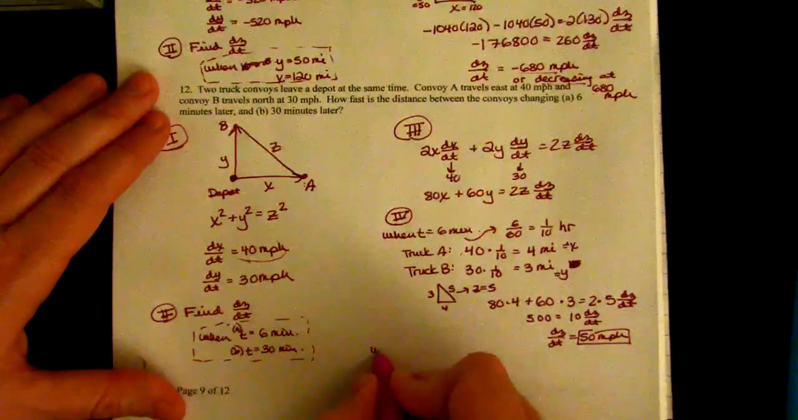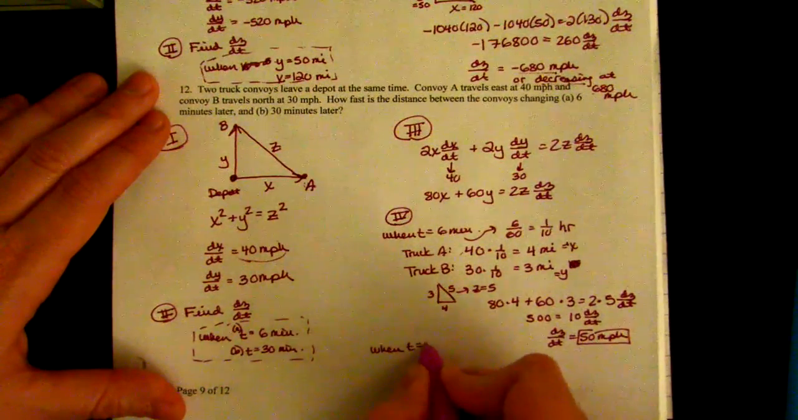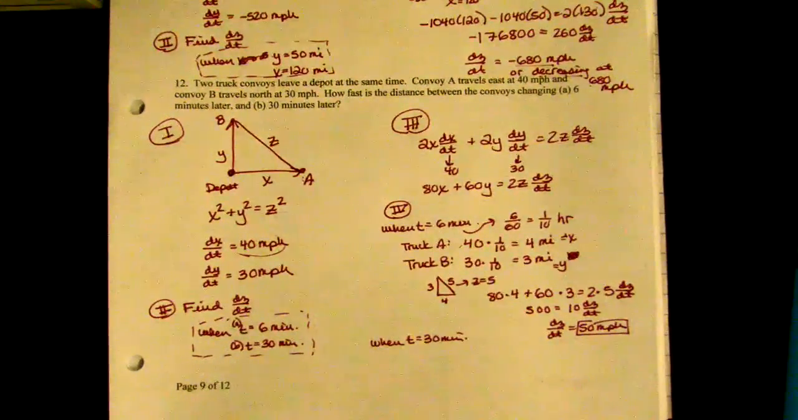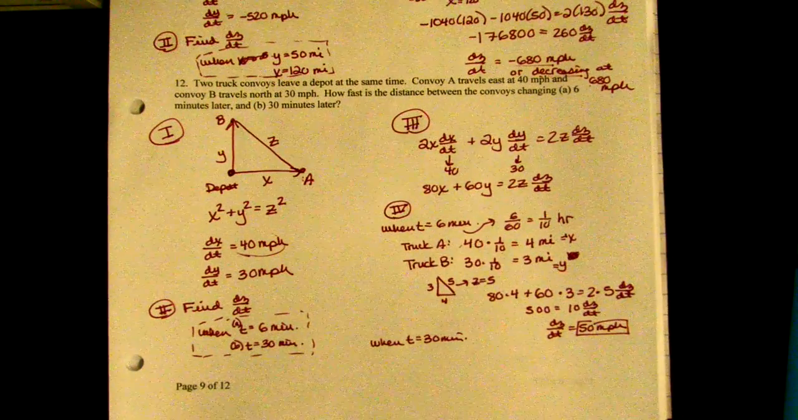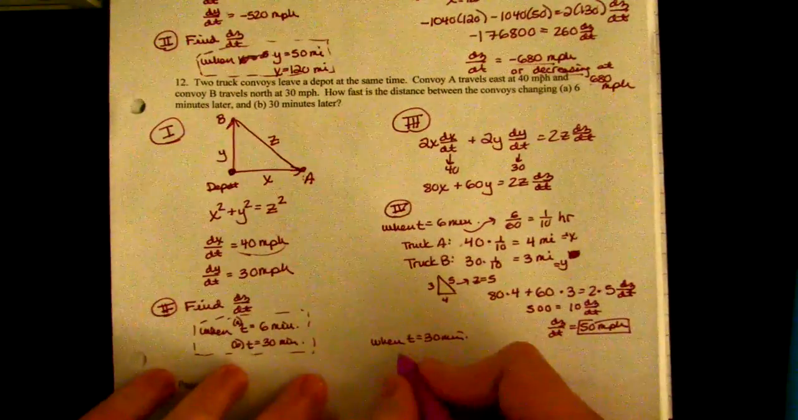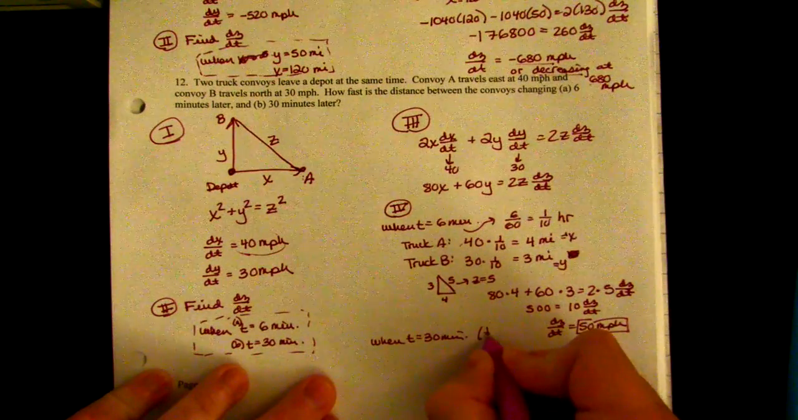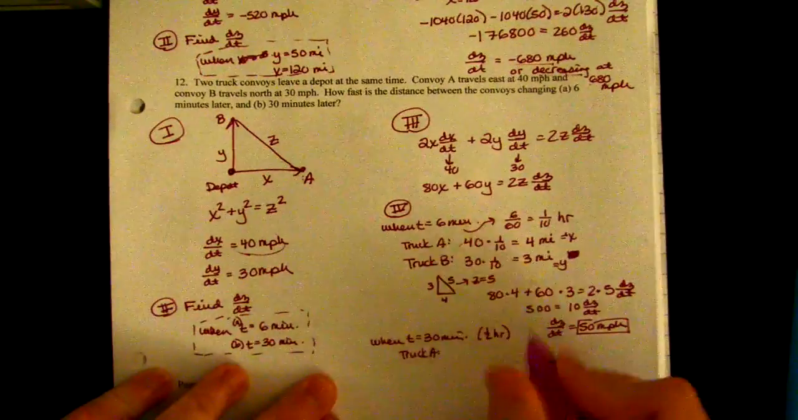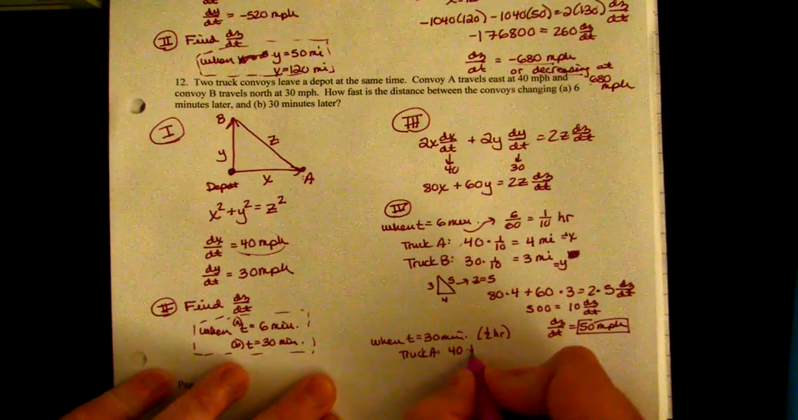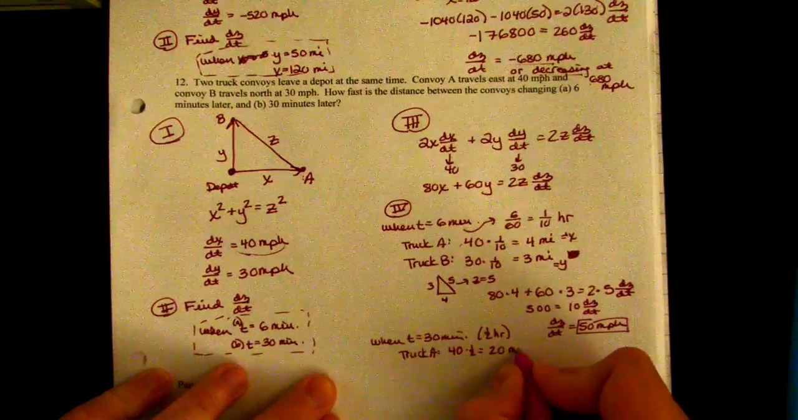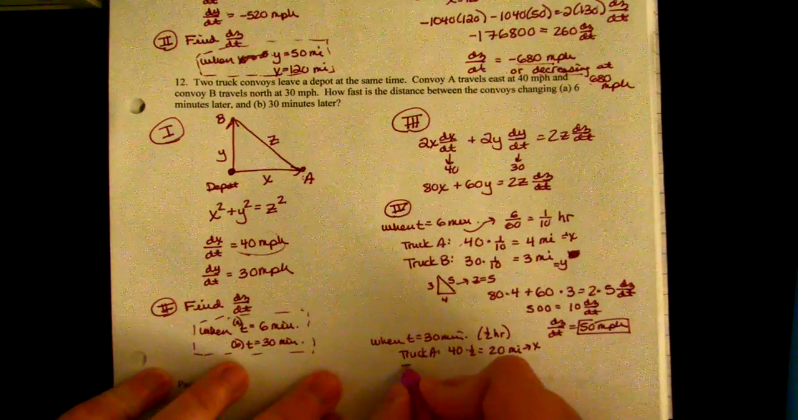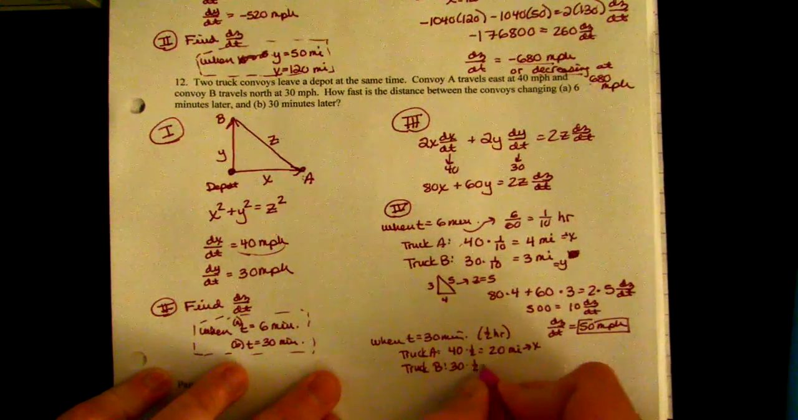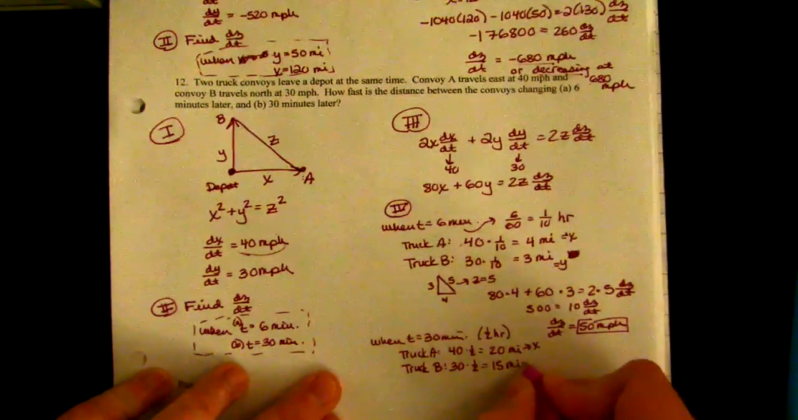See if you can go through a similar analysis when t equals 30 minutes, and you're going to send that answer into Edpuzzle. So 30 minutes is a half of an hour. Truck A that was going at 40 miles per hour has gone 40 times a half, has gone 20 miles, and that's an X value. Truck B going 30 miles per hour, 30 times a half is 15 miles, and that's a Y value.